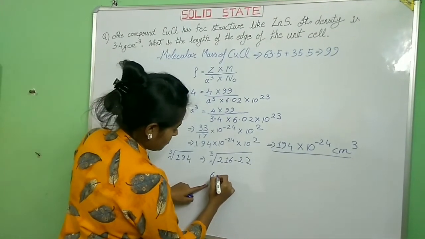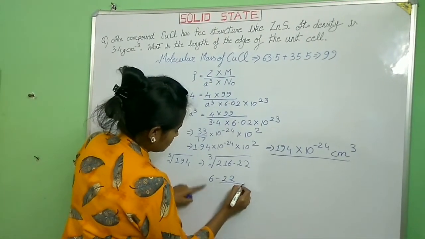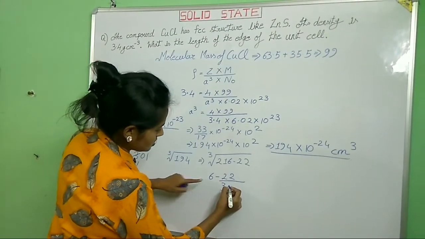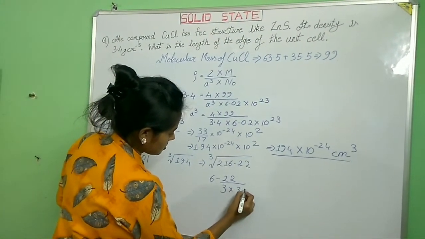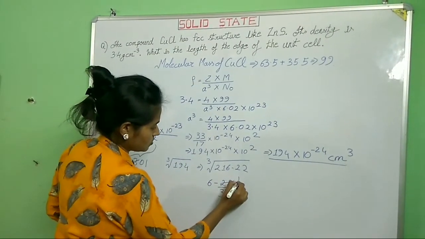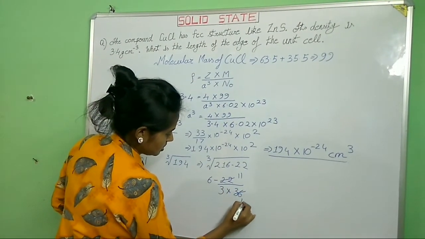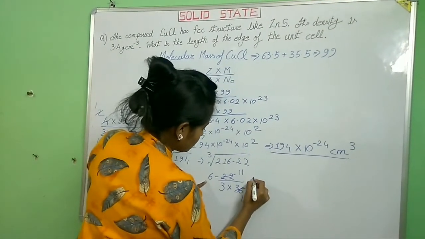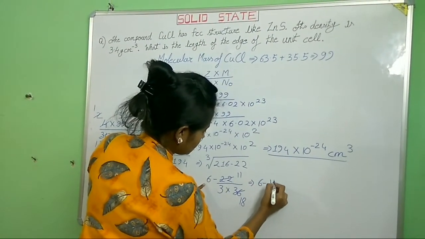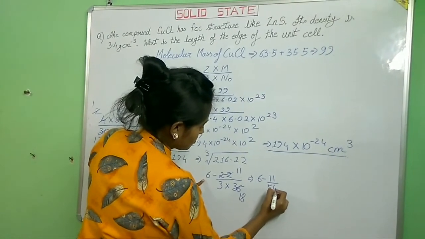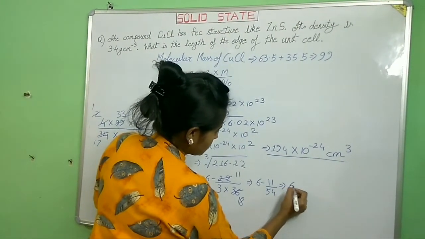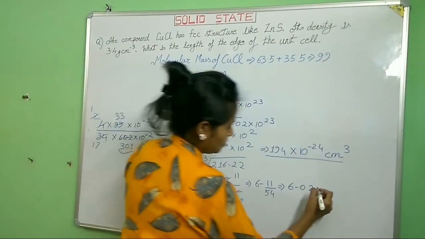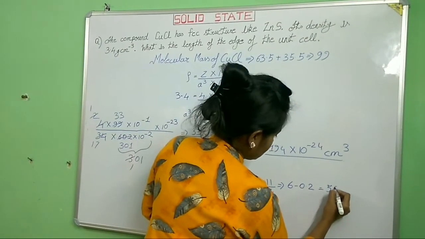Now, what is the cube root of 216? 6 minus 22, this cube root will be written as here, and 6 into 6 is 36. So 2 11s are 22 and 2 18s are 36. So 18 3s are 54. Next, what will come? 6 minus 11 by 54. What will be? 11 divided by 54 is 0.2. So it will come as 5.8.